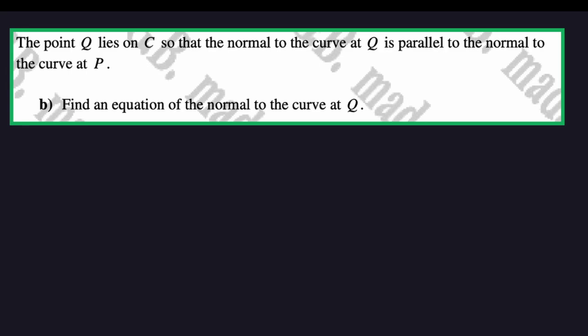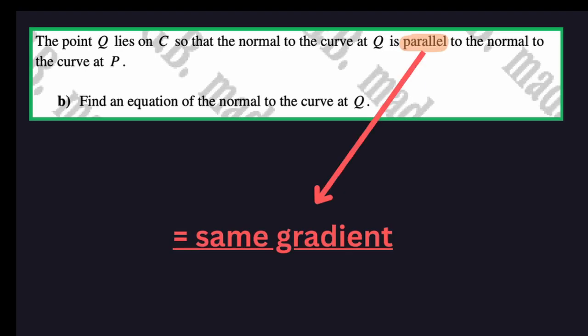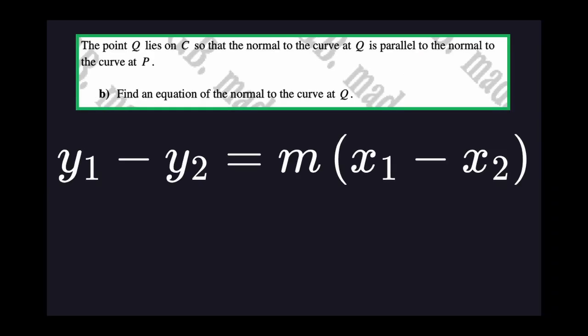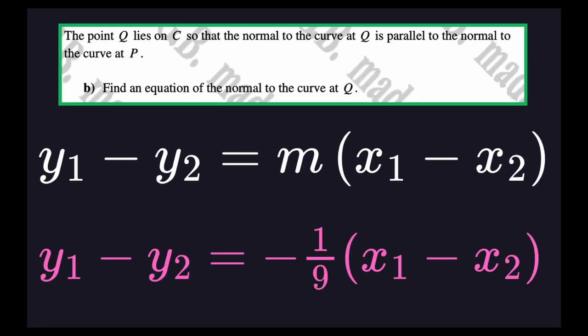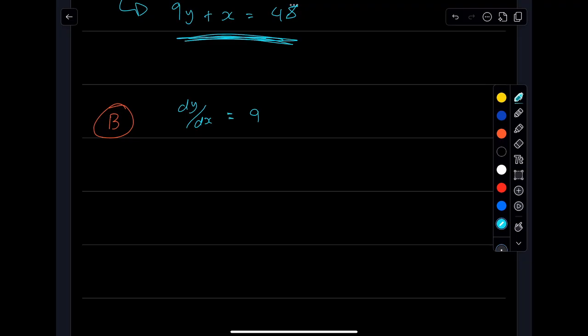If Q is parallel to the normal of the curve at P, this means that it must necessarily have the same gradient of not only the normal, but also the tangent, and therefore the same derivative. Therefore, if we go back to our line equation, y1 minus y2 is equal to m x1 minus x2, as you can see, our m part is satisfied. It's -1/9. But now, we still have some unknowns. The x and y coordinates of Q.